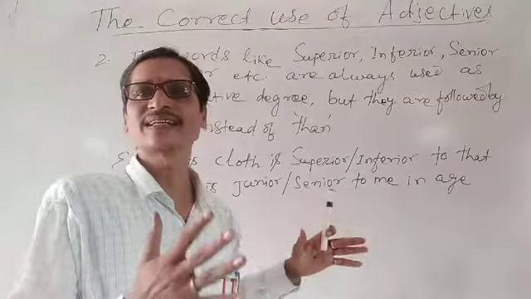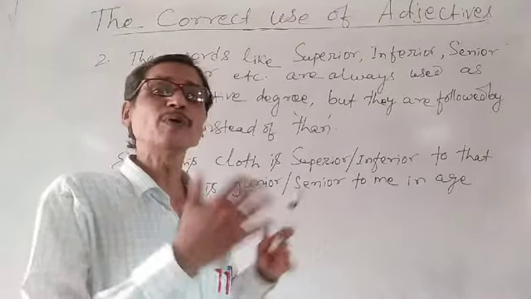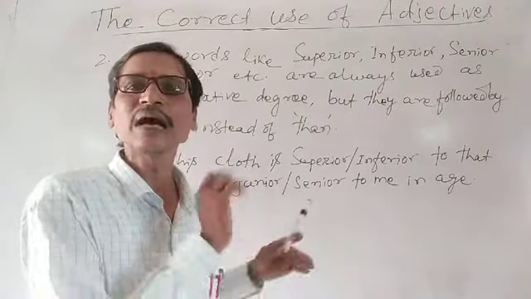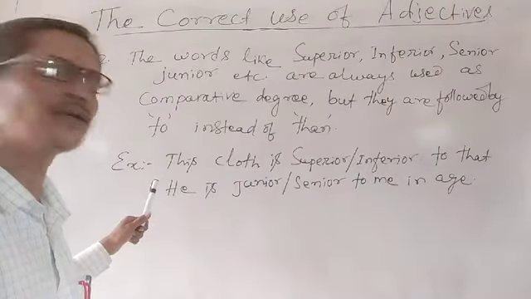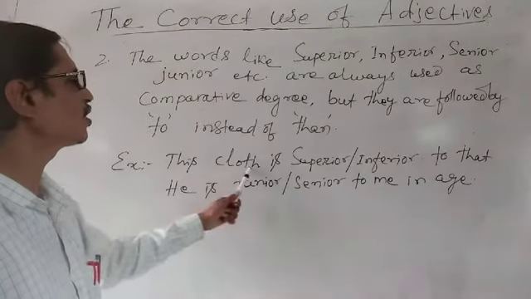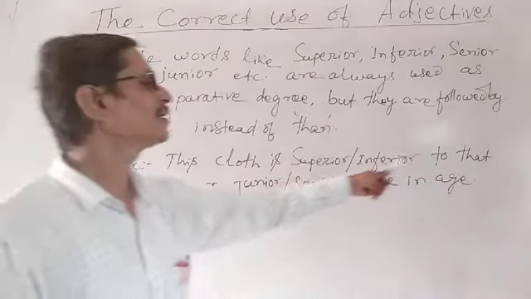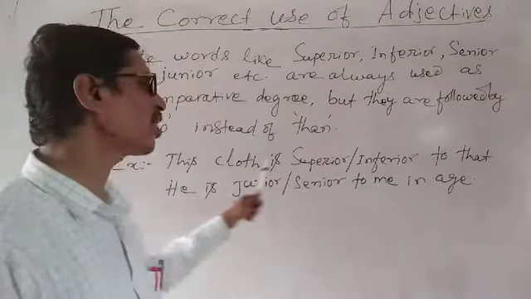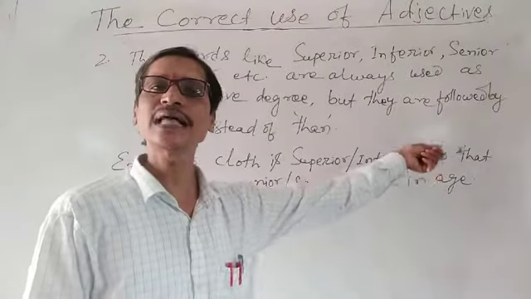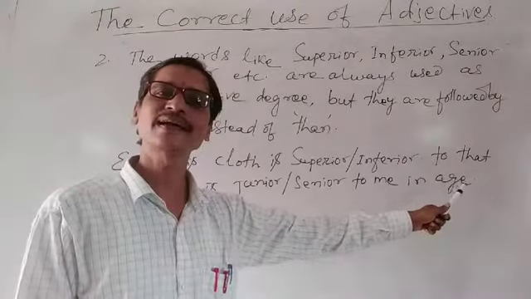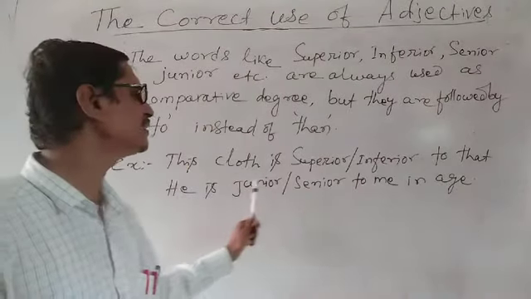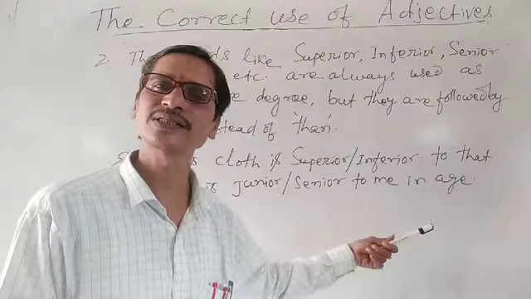Only it is correct. Okay? Otherwise, if we use "than" then our sentence will be incorrect. The example is given over here. You just see. This cloth is superior to that. Or this cloth is inferior to that. Similarly, he is junior to me in age. Similarly, he is senior to me in age.